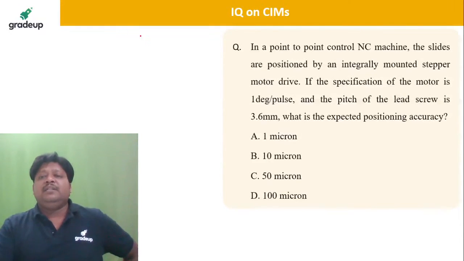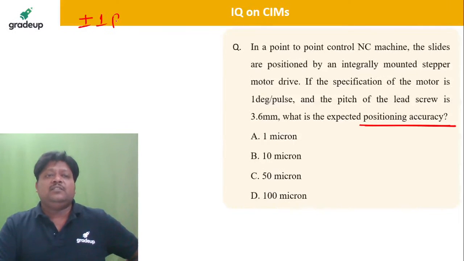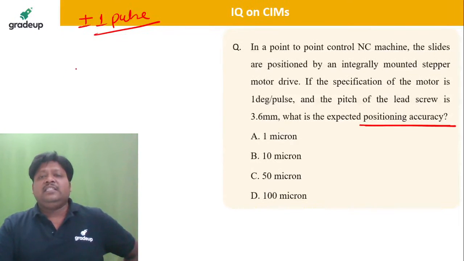Say for example, here they are asking the positioning accuracy of that NC machine, which is nothing but plus or minus 1 pulse of the stepper motor, yes, isn't it? And which can be very nicely calculated as what they are saying. In a point-to-point control NC machine, the slides are positioned by the integrally mounted stepper motor drive with the specification of the.